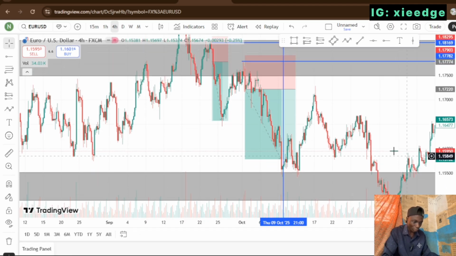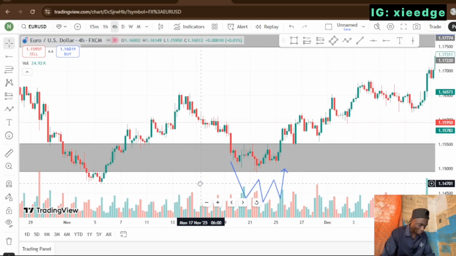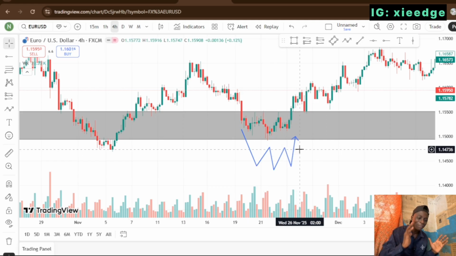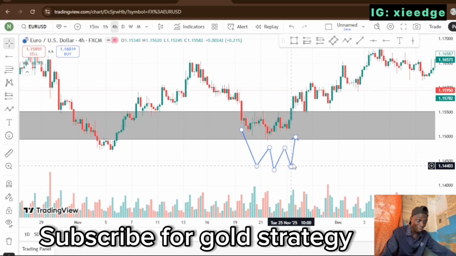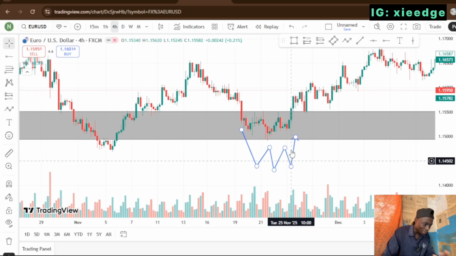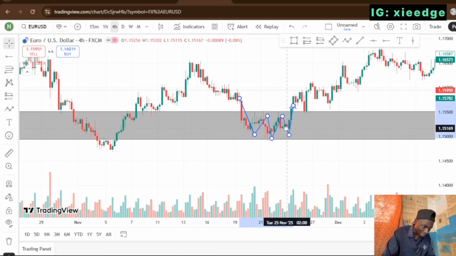So let's look for another trade right here. The third example is this one here. You can see this is a head and shoulder pattern. I love this. Whenever I see a head and shoulder pattern, even on gold, I'll be dropping a strategy on gold very soon. Even on gold, head and shoulder pattern is fire. So this is the head and shoulder pattern.